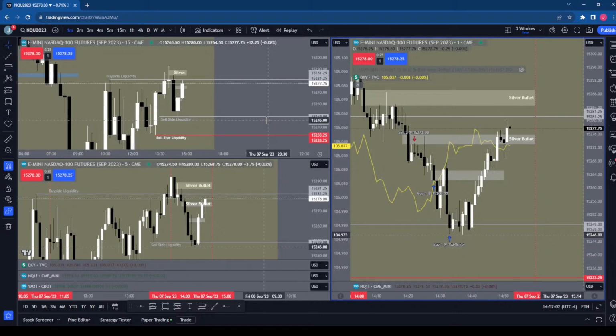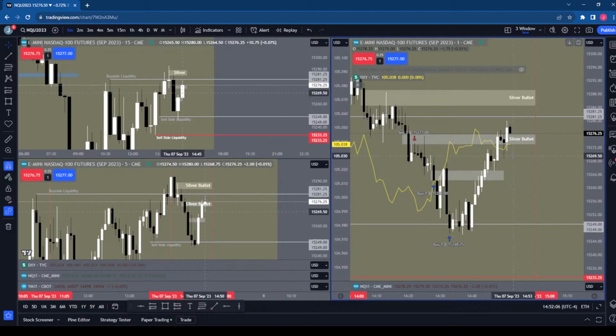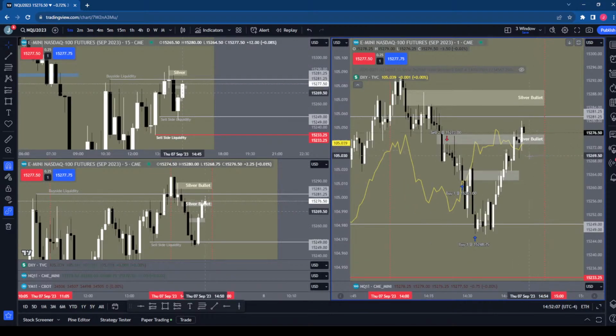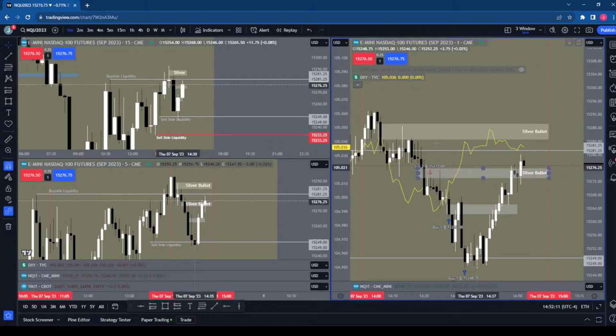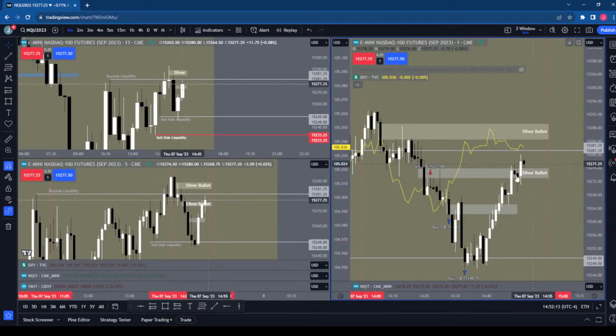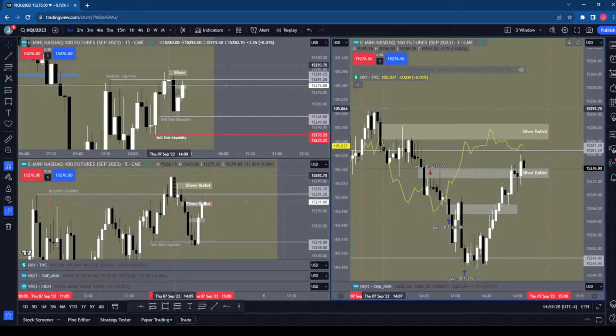Okay, so we got a close above this fair value gap. I would demand a little more information before trying to see where we're going, or at least for the short side. I think you could argue this is a decent long entry.